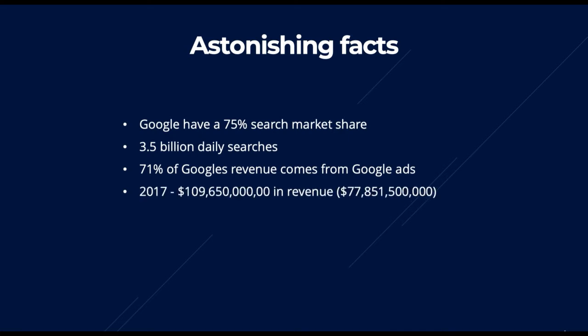In 2017, Google made a massive 109 billion, that's billion, yes, B for baseball, $650 million in revenue, which is absolutely crazy, and 71% of that revenue came from Google Ads. So if you do the maths, 71% of 109 billion, 650 million is actually 77 billion, 851 million, $500,000, which is crazy. So in this course, I'm going to teach you how you can get a little slice of that pie because this stuff is super powerful.